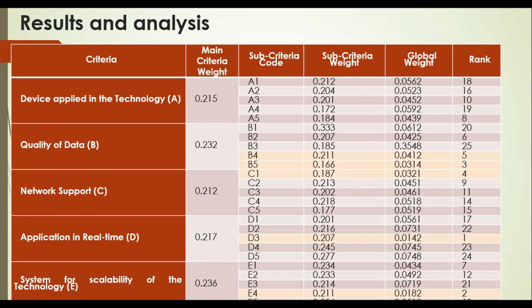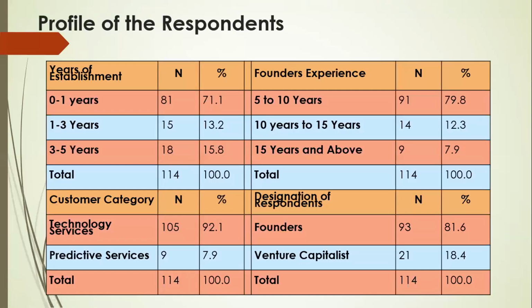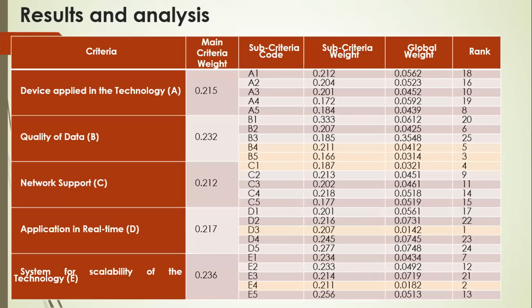If you take the sub-criteria, the ranking given is majorly, first rank is for D3. Please pardon me, I'll just go to the previous slide. D3 talks about cyber security challenges. That is the major challenge that people thought was important. Coming to the next one was your scalability.